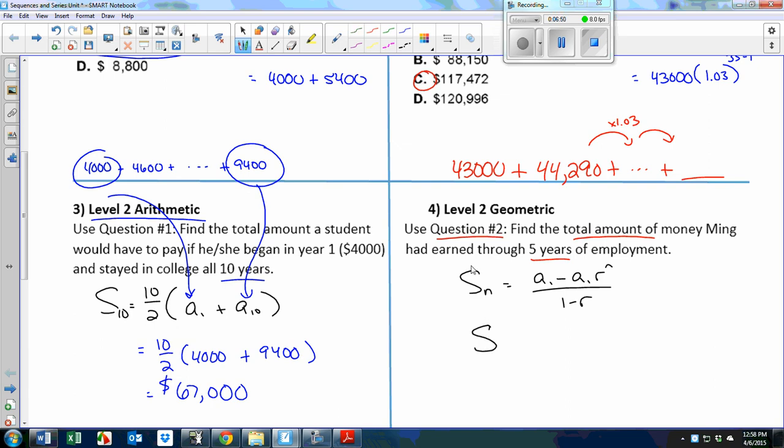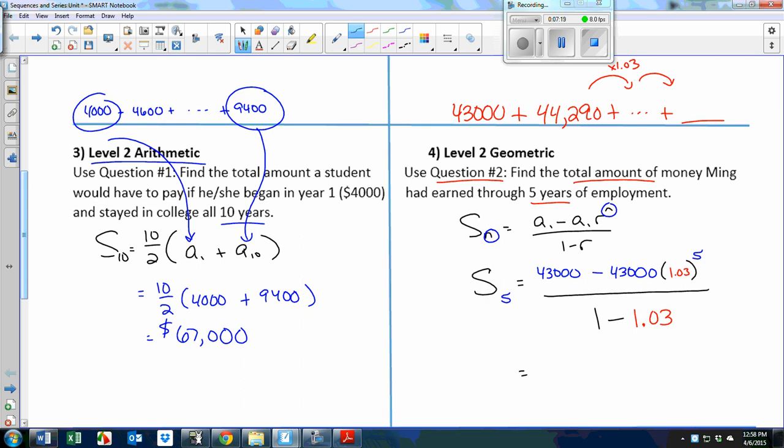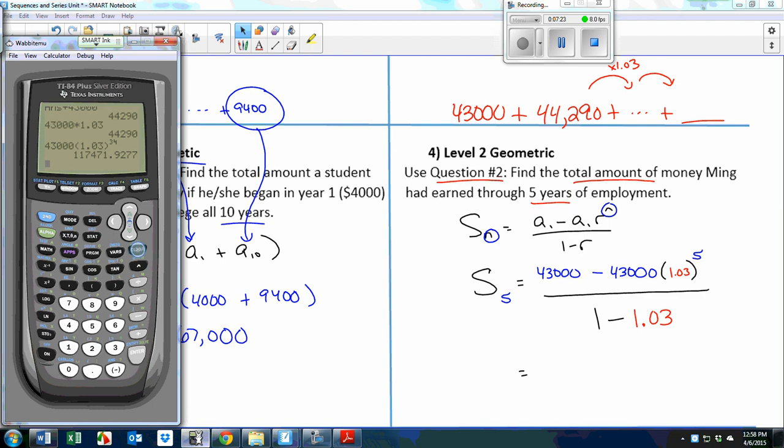S sub 5, adding the first 5 years: the first year, 43,000, minus the first year, 43,000, times the r, which was 1.03, raised to the n, so we've already declared n as 5, and divide that by 1 minus r. That's the shortcut, if you will, finding the sum of those first 5 years. Be careful with the calculator. I'm going to model it for you.